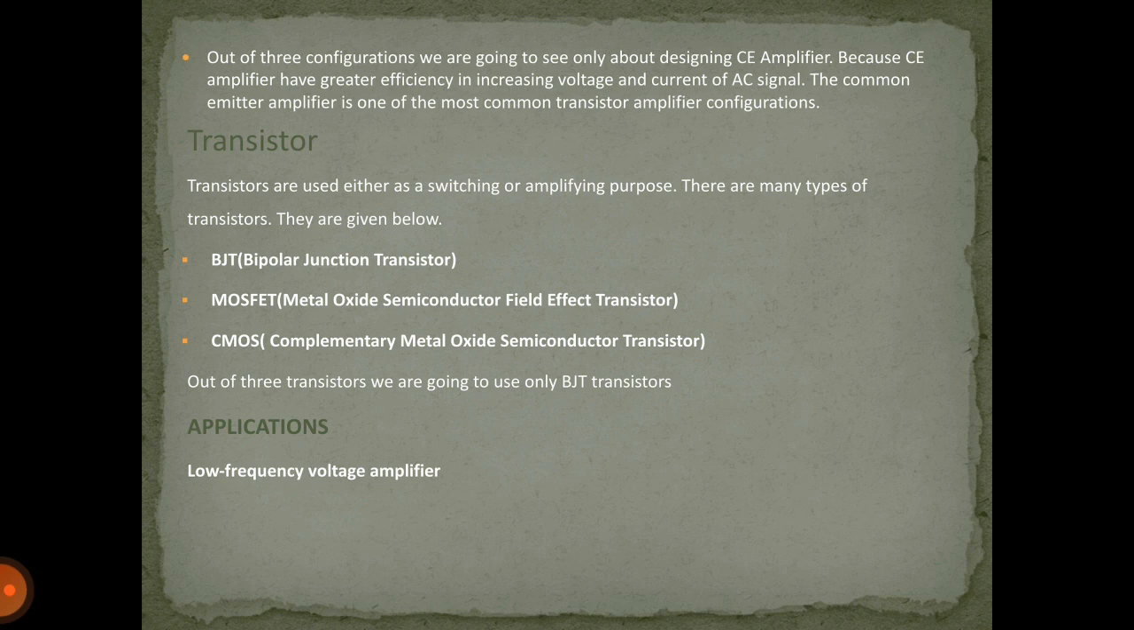The common emitter amplifier is one of the most common transistor amplifier configurations. Transistors are used for either switching or amplifying purposes. There are many types of transistor. They are given below: BJT, bipolar junction transistor; MOSFET, metal oxide semiconductor field effect transistor; CMOS, complementary metal oxide semiconductor transistor. Out of the three transistors, we are going to use only the BJT transistor.